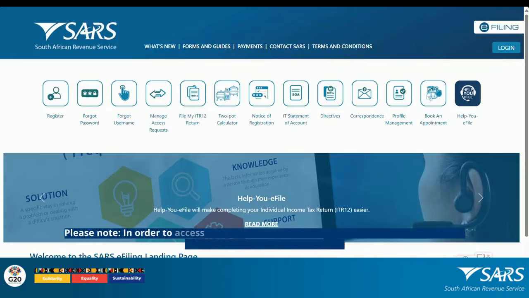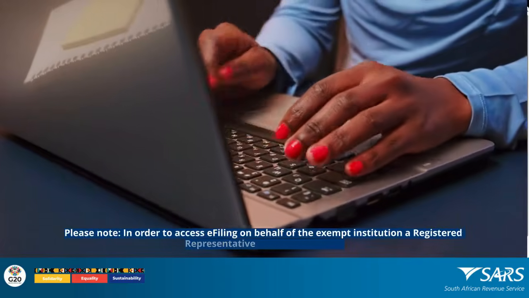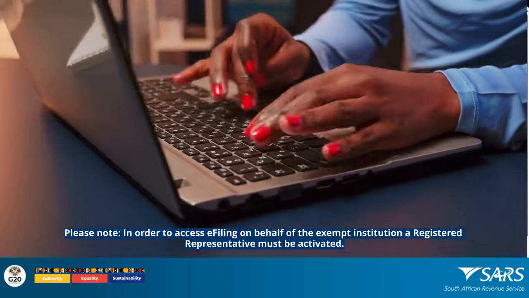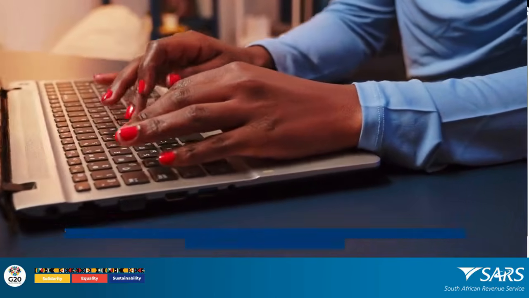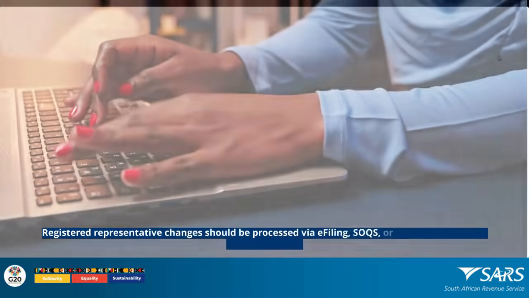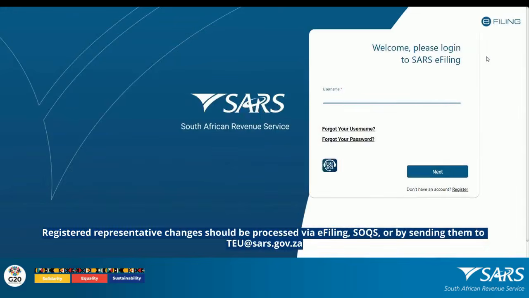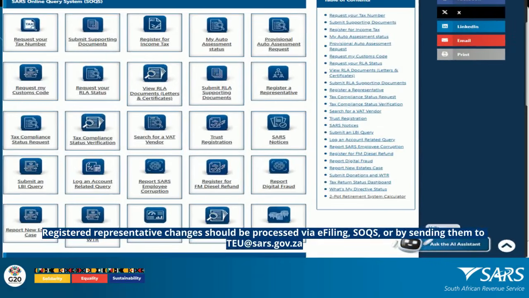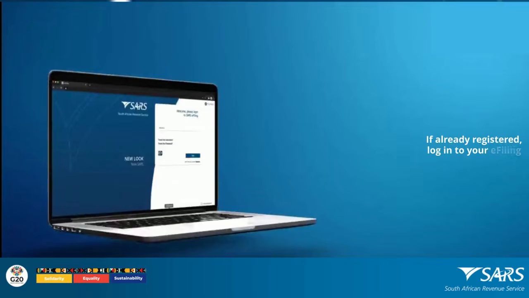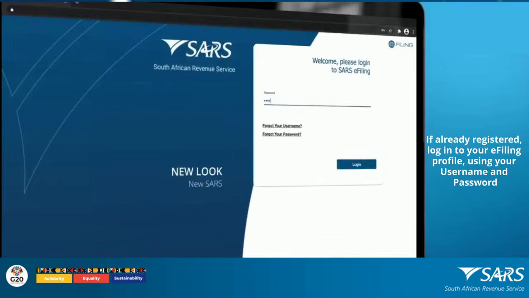Please note, in order to access eFiling on behalf of the exempt institution, a registered representative must be activated. Registered representative changes should be processed via eFiling, SARS online query system, or by sending an email to teu@sars.gov.za. If already registered, log into your eFiling profile using your username and password.